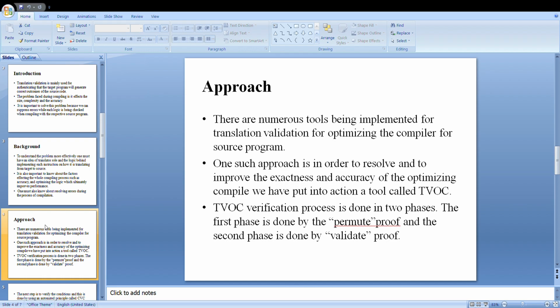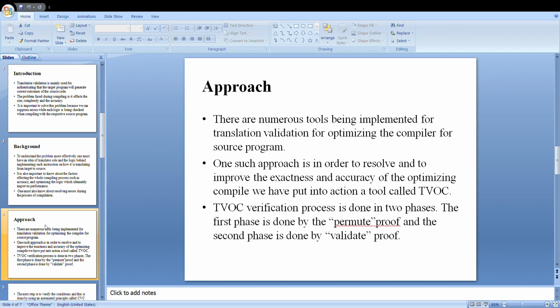This is a format which is used by the Open Research Compiler among various other compilers. As a compiler performs optimizations in multiple steps, it is usually advisable to break the validation into multiple phases, wherein each step uses a different proof rule. There are two main phases in the process of verification. The first verifies the loop transformations using the rule called permute, and the second phase verifies the rule called validate. These verification conditions are validated using a theorem prover called CVC Lite.